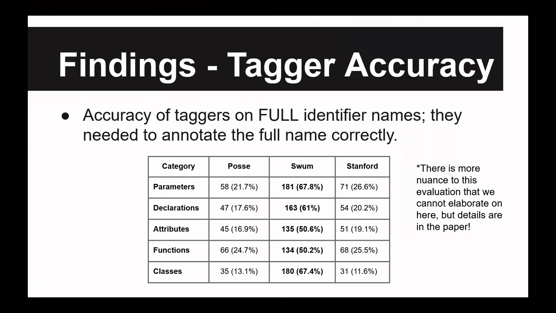We analyzed the accuracy of 2 part-of-speech taggers designed for code, SWUM and POSSE. We also analyzed the accuracy of one tagger built for normal text, the Stanford tagger. We analyzed the accuracy at both the word and identifier levels. Unfortunately, we will not be able to go into great detail here due to time constraints, but in summary, POSSE and Stanford had around 10 to 27% accuracy at the identifier level, while SWUM had 50 to 68% accuracy.